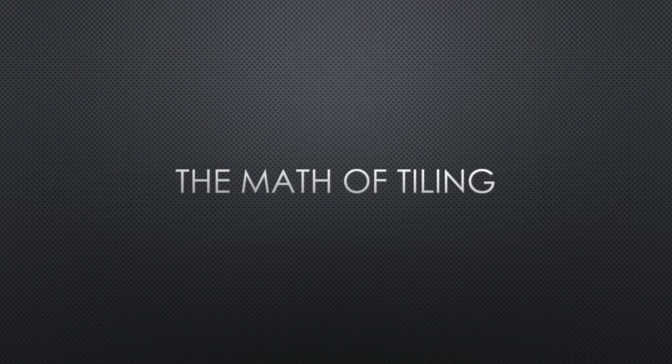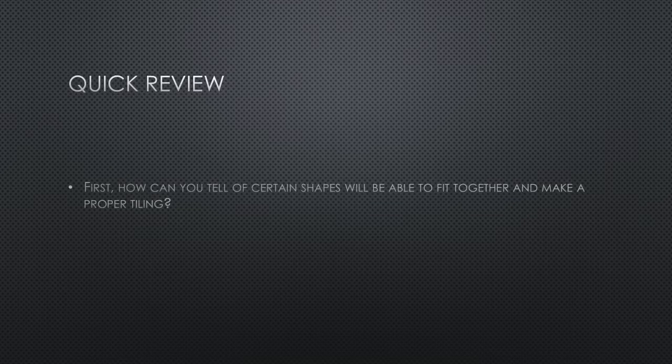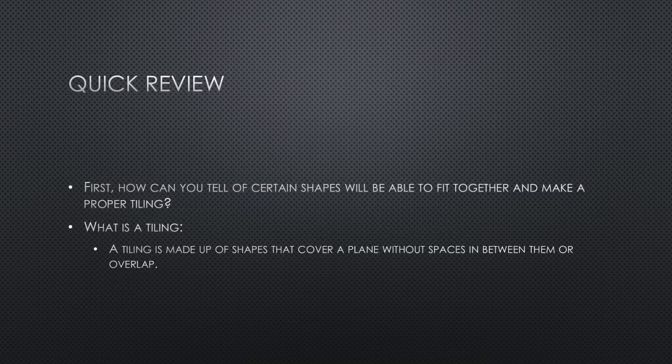Now that we know what tiling is, as well as some basic types of tiling, let's take a deeper look at some of the math that makes tiling work. First, how can you tell if certain shapes will be able to fit together and make a proper tiling? A tiling, as stated earlier, is made up of shapes that cover a plane without spaces in between them or overlap.